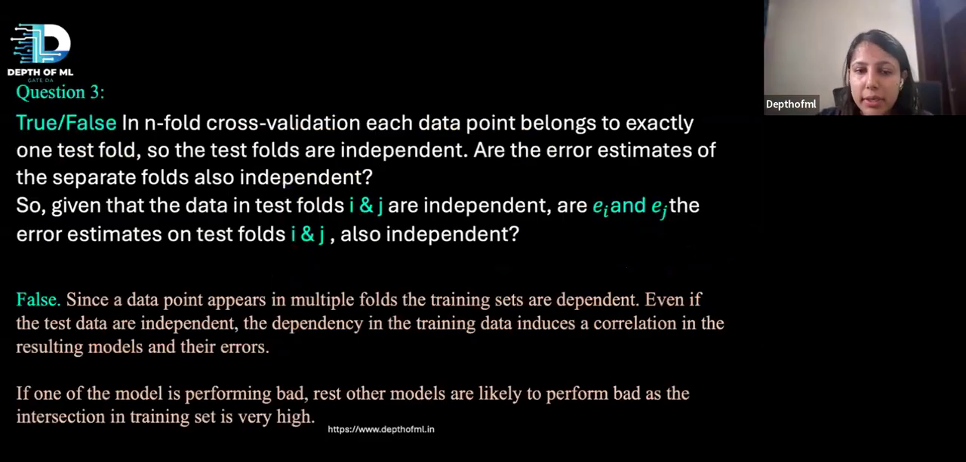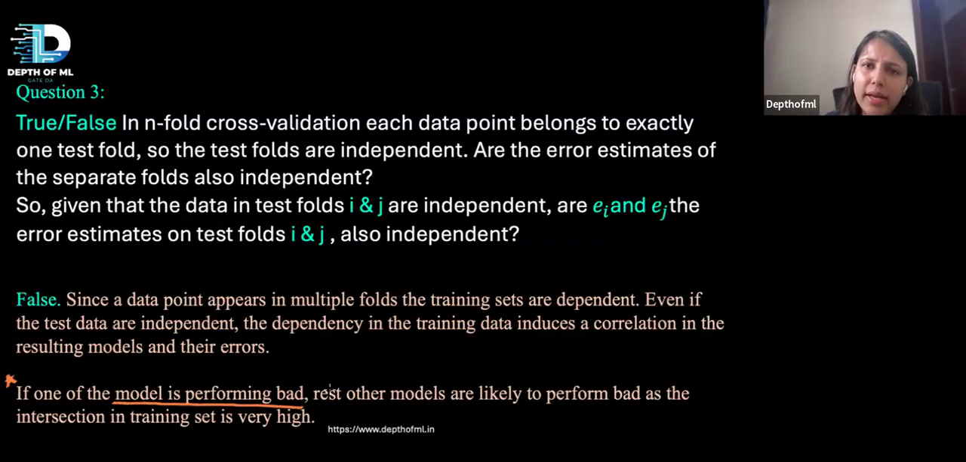Since a data point appears in multiple folds, the training sets are dependent. Even if the test data is independent, the dependency in the training data actually introduces a kind of correlation in the resulting models and their errors. Okay. So if one model is performing bad, the rest of the models are likely to perform bad, as the intersection in their training data is very high, right? So there is some sort of correlation because of commonality between your training data, and this helps me in really thinking that if you know that one of your models is performing bad, then rest other models will also perform bad.